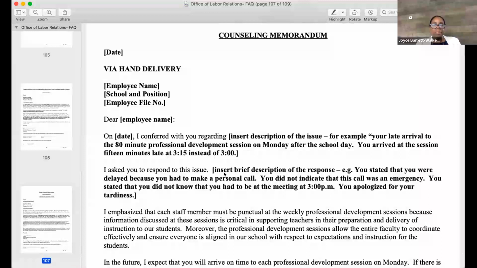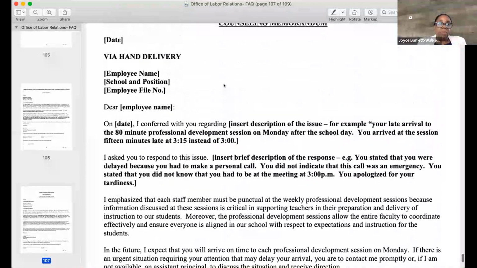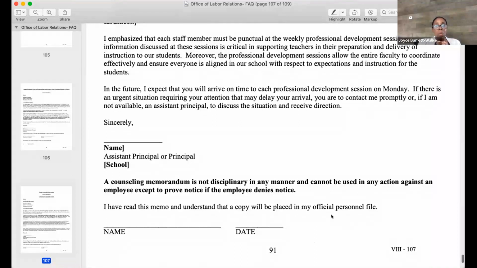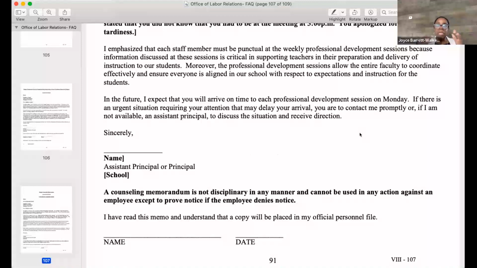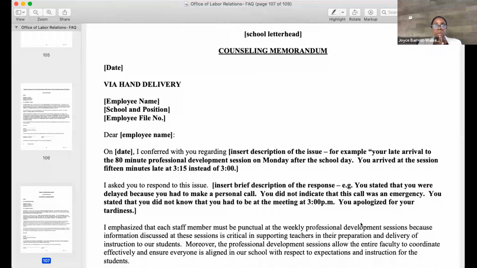Okay, this is your counseling memorandum. And I just wanted you to see what it looked like, the language that is used. Okay, this one is a counseling letter that can go to file. It's not for disciplinary purposes. It cannot be used in any action against an employee except to prove notice of the employee. This one says, and this is from the Office of Labor Relations, that this kind of counseling memo will go into the file, but it's really being used as giving the staff member notice. Does everyone understand that? It's a counseling memorandum, but it cannot be used for disciplinary purposes, but just to make sure that the staff member has been given notice.